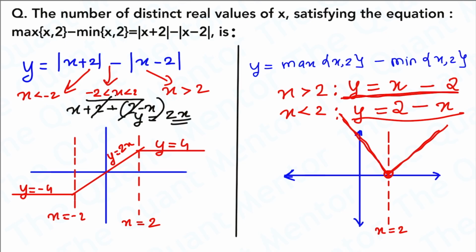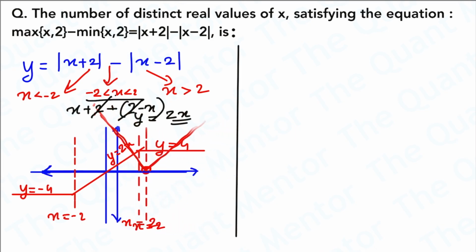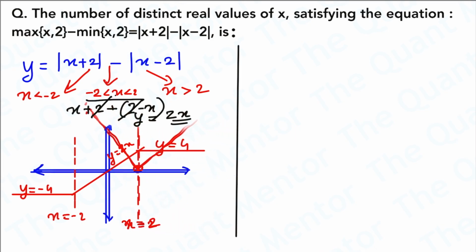Lastly, we need their points of intersection. So we can try overlapping one over the other. Now we can clearly observe these 2 points of intersection. This is the first one in black and this is the second one in black. So the answer is there are exactly 2 points of intersection of these 2 graphs, right?